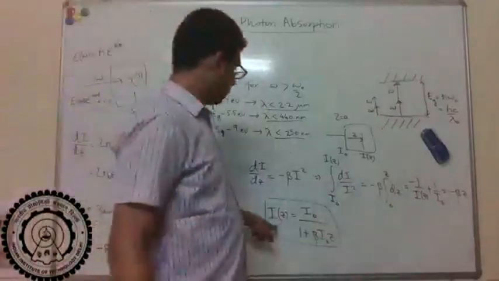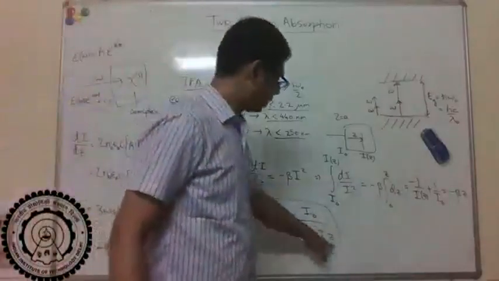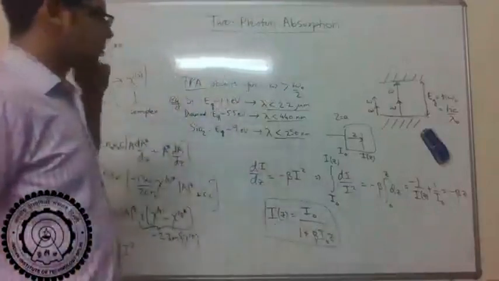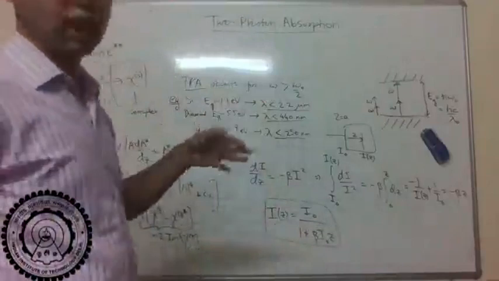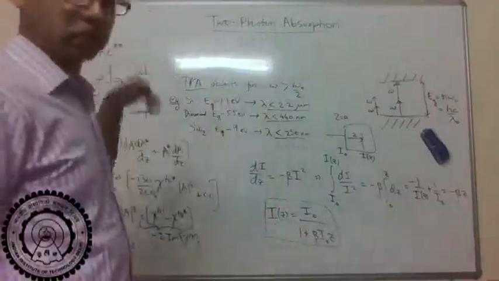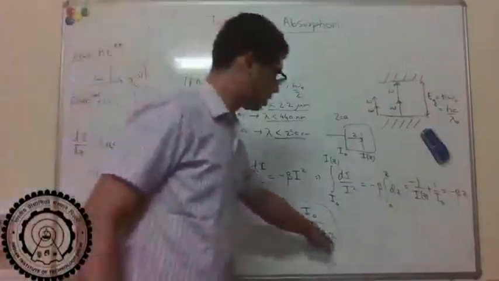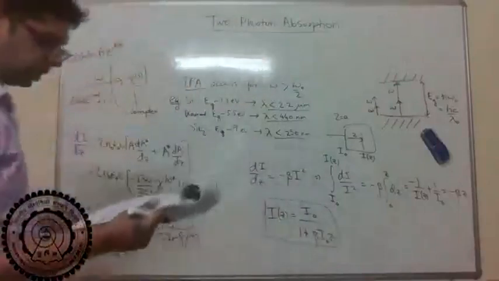Right. So the intensity is decaying sort of as 1 over the propagation length. So the intensity falls off slower as compared to the linear case, where it falls off exponentially. This is falling off as 1 over the propagation length.